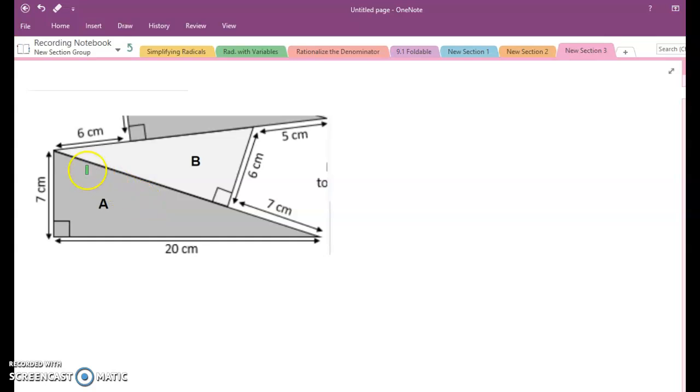So if we look at this bottom triangle A, we're missing this side here, which is the hypotenuse. Okay, so to find that, the leg squared plus the leg squared equals the hypotenuse squared. So we're just going to be using Pythagorean theorem all over the place here. So 7 squared plus 20 squared equals, I'm going to call it a squared, since it's for triangle A.